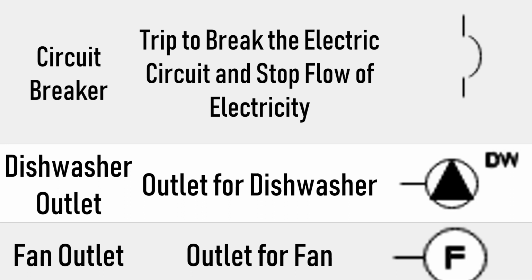So this one is the dishwasher outlet. It is an outlet or socket near the sink. Another one is what we call the symbol of a fan. It's a socket specifically for a fan only.